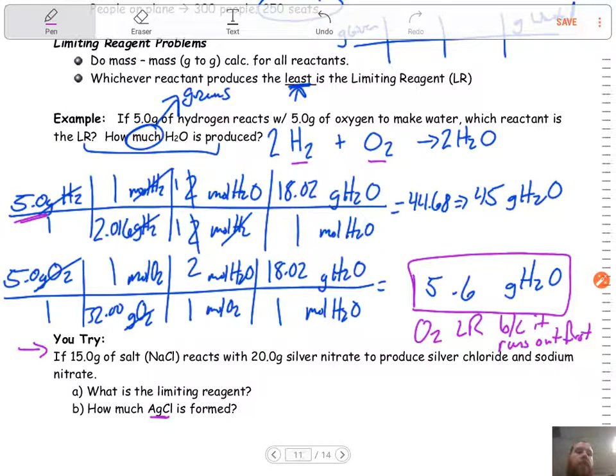So we just answered both questions. We answered which is the limiting reactant, that's oxygen because it runs out first, and then how much water is produced, well, that would be how much your limiting reactant produces, that's how much you can actually produce. So it's very similar to what we've already done.